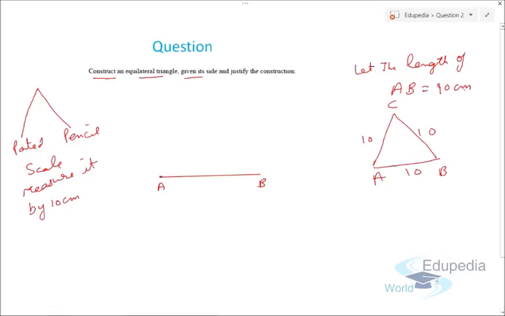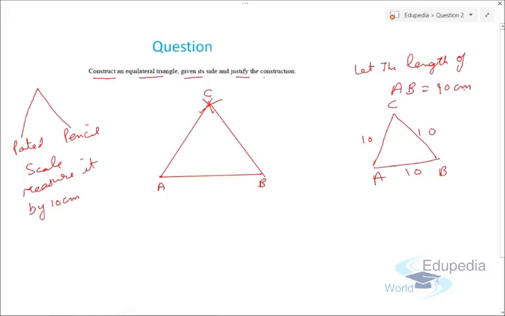Then keeping A as point, we need to mark point of 10 centimeter over here. Again, keeping B as a point, we need to mark another point of 10 centimeter over here. Then we need to join these points like this. So this is one point. Then we need to join from this point to this point. So this is another point. So let's say this is point C. So this is an equilateral triangle.